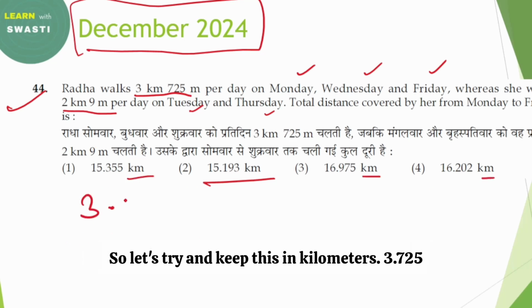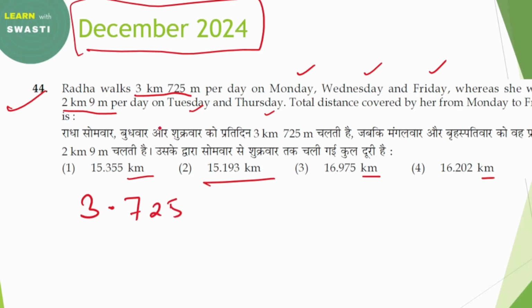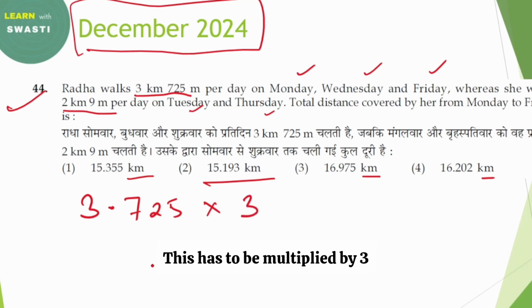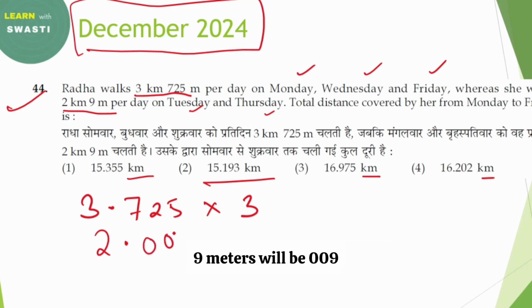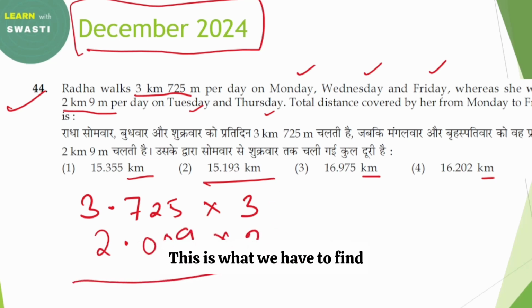Okay, 3.725. 3 kilometers 725 meters will be 3.725 kilometers. This has to be multiplied by 3 because Monday, Wednesday, Friday. And now what is 9 meters? 9 meters will be 009. This she walks 2 days. So this is what we have to find. So let's do the multiplication first.